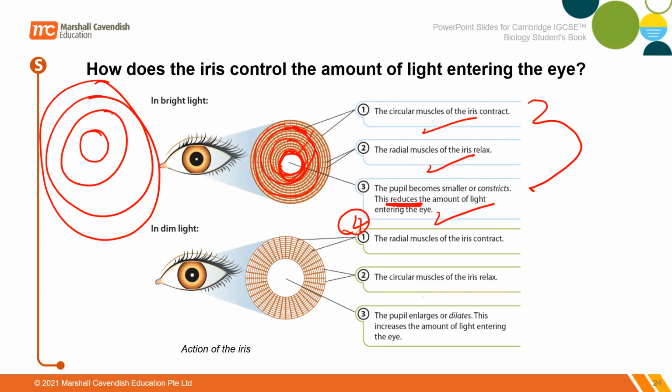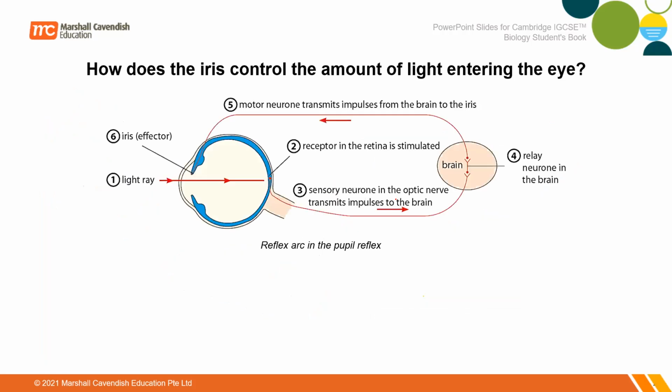So what do I say? To allow more light to enter the eye in order to see. So the answer to the question, even if it is a 4 mark question, is the example of the transmission of electrical signals that you mentioned. We can apply this on the eye and eye structure.